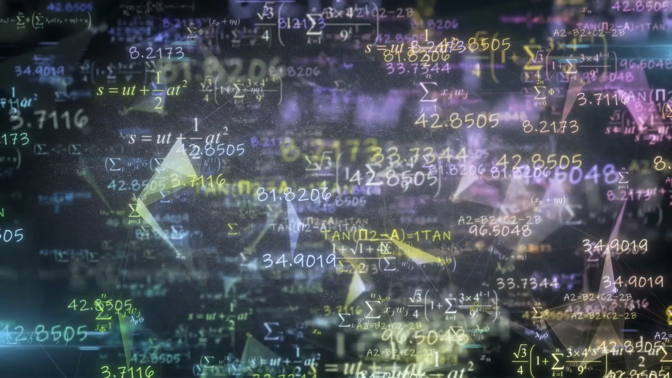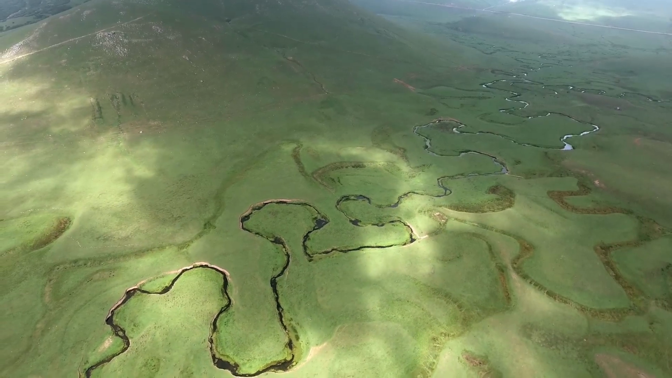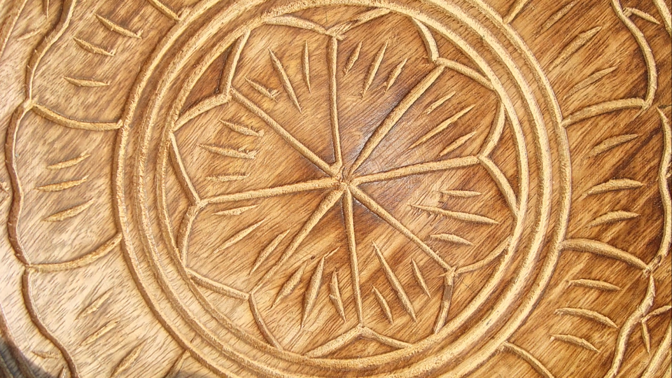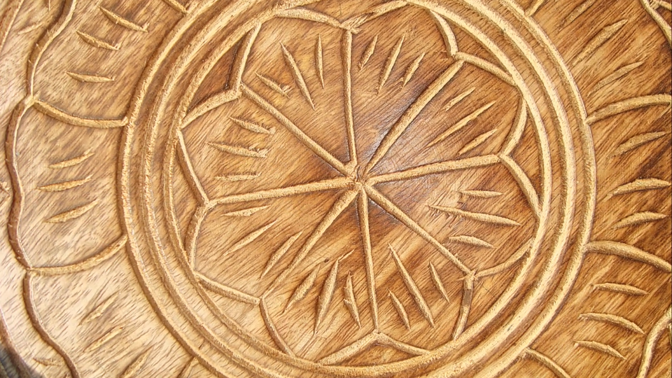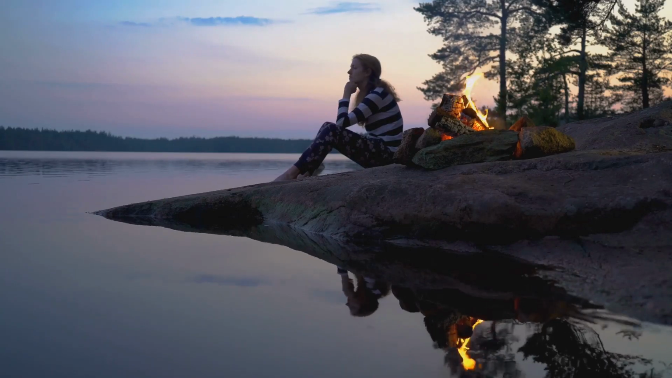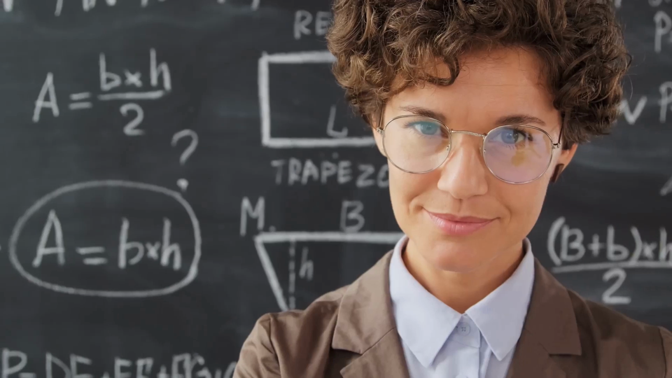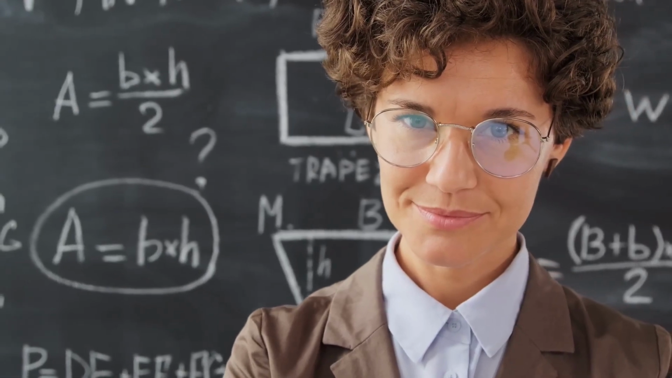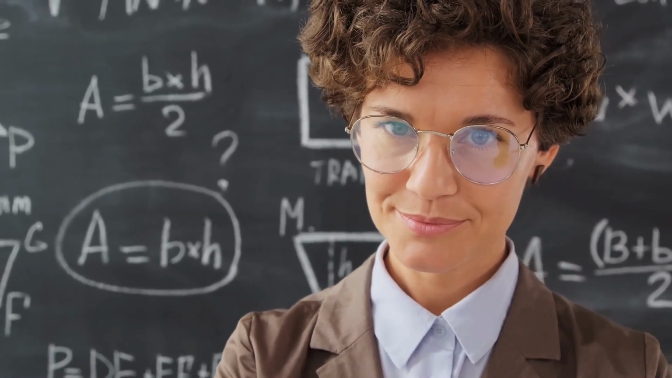Pi is an irrational number. This means that it cannot be expressed as a simple fraction. Its decimal representation goes on forever without repeating. This makes pi a fascinating and mysterious number. Mathematicians have been fascinated by pi for centuries, and they continue to study its properties today.